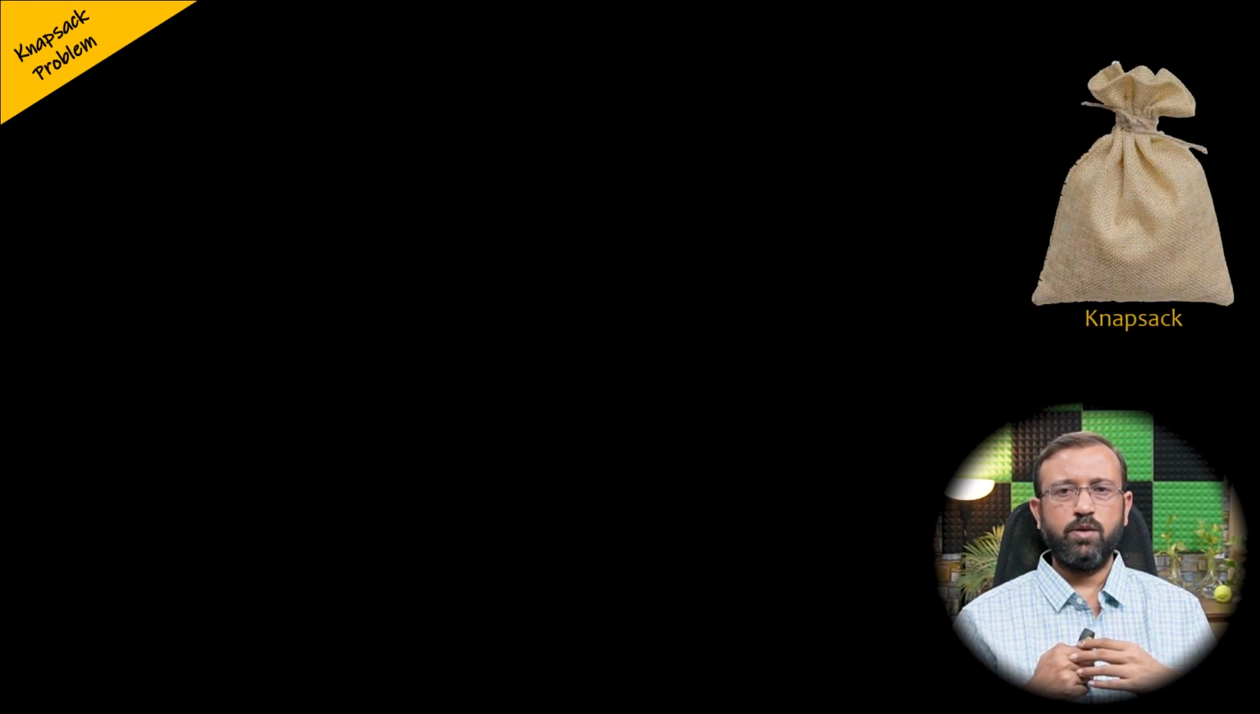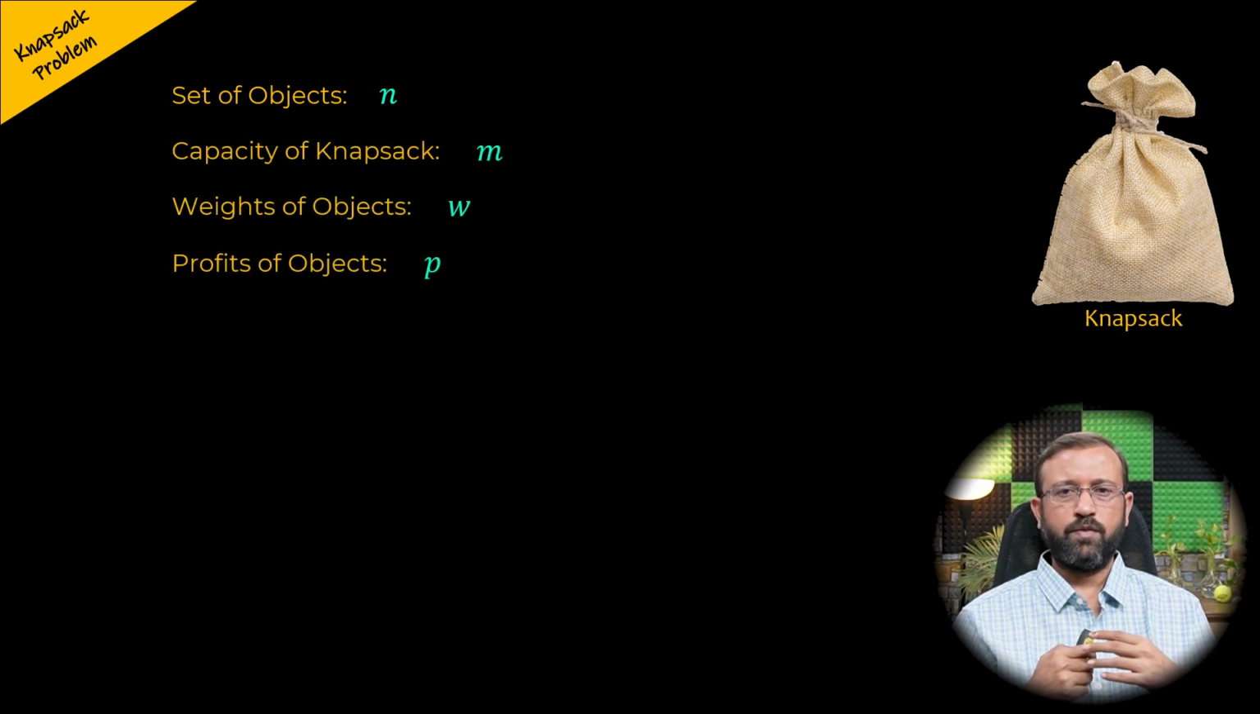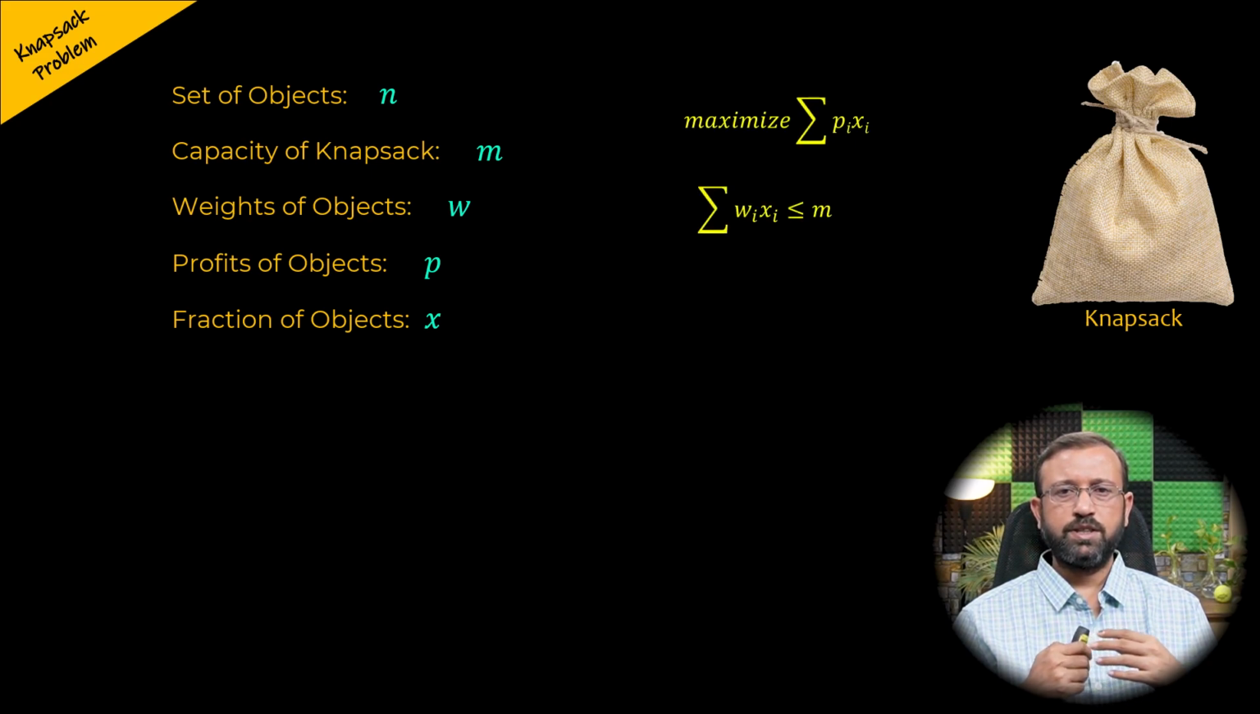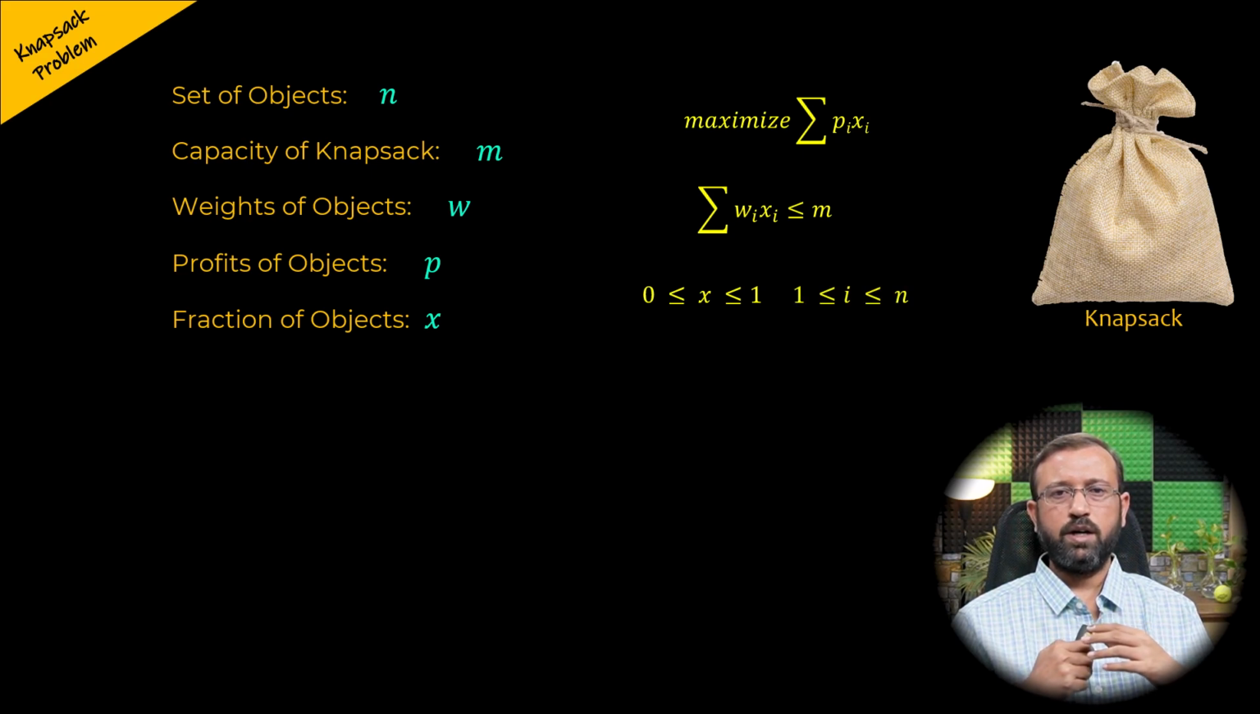Now, before we conclude, let us summarize the knapsack problem. There are n number of objects and a knapsack with capacity m. Each object has weight and profit associated with them. If a fraction xi of the object is placed in the knapsack, then profit pi xi is earned. The objective is to maximize the profit earned subject to the condition that the total fractional weights of the objects is less than equal to the capacity m of the knapsack. The fraction xi is in the range 0 to 1 and i is in the range 1 to n.